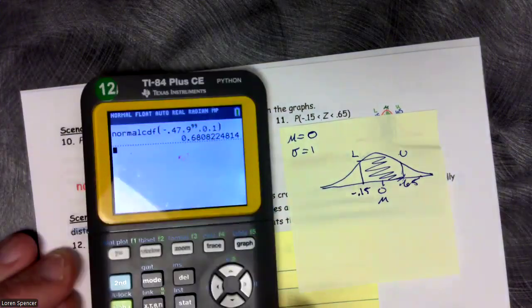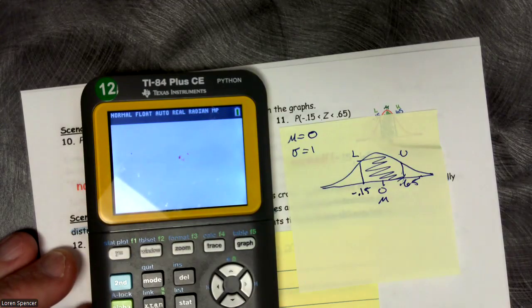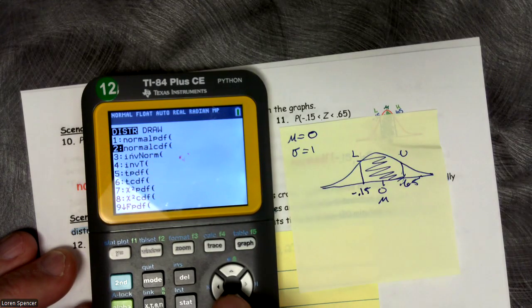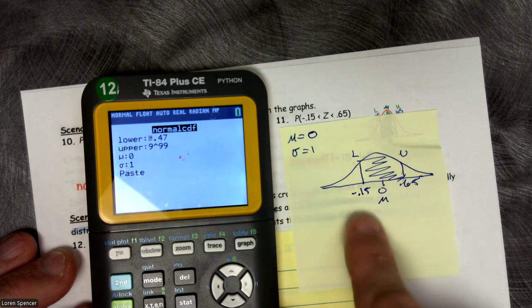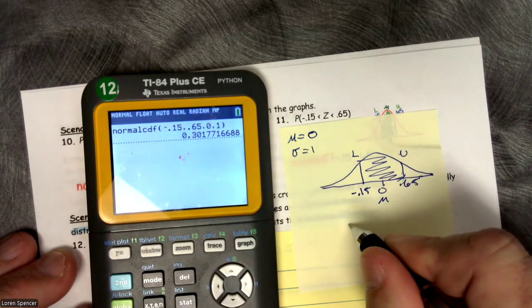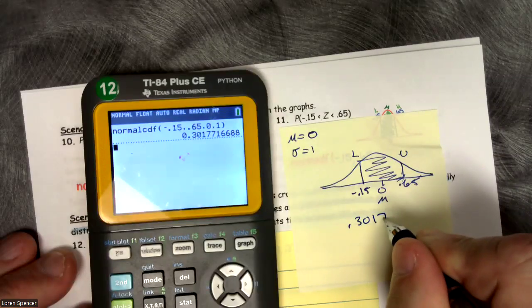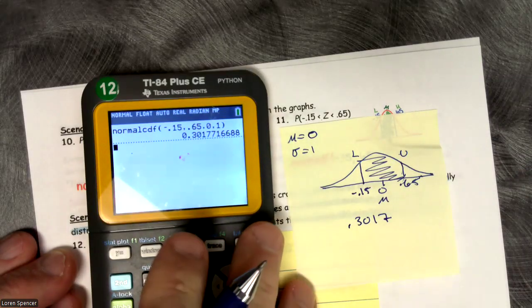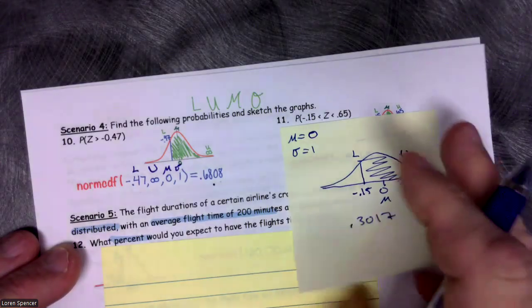So we're going to go LUMO on this, which is second vars, normal CDF, lower negative 0.15, upper 0.65, mean is 0, standard deviation 1. And we get 0.3017. Now, technically that rounds, but we're truncating.